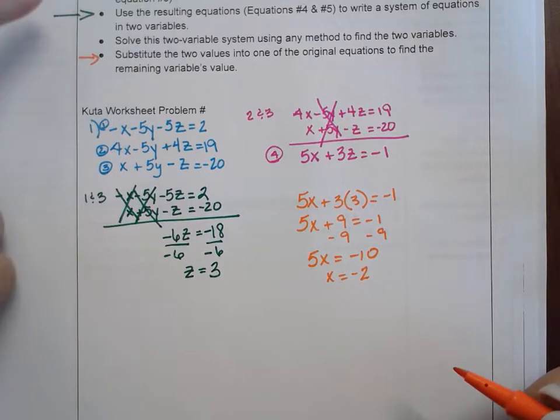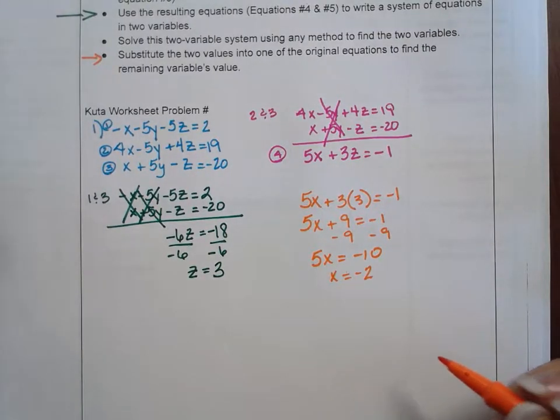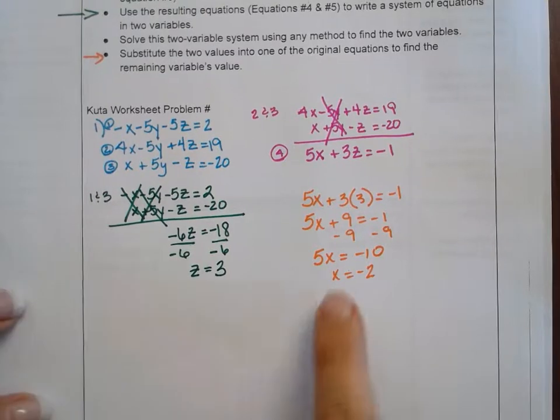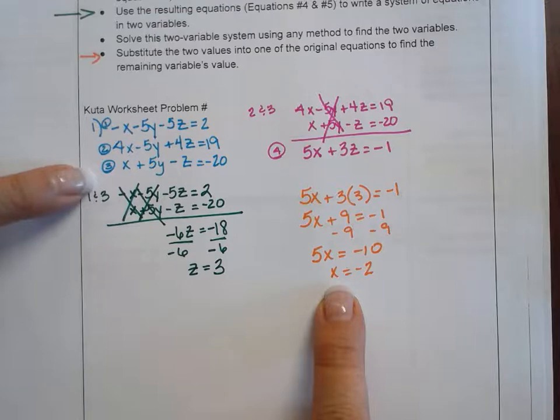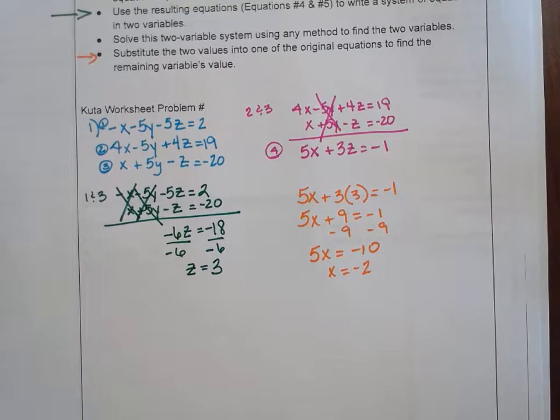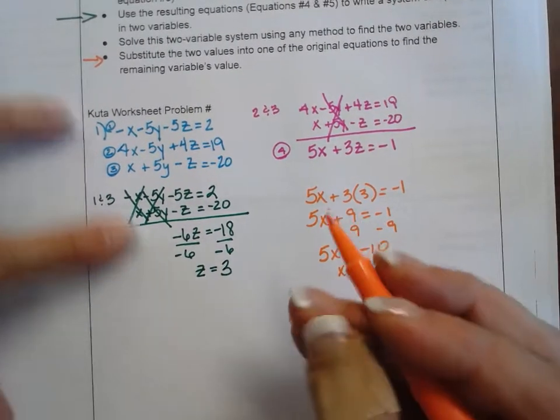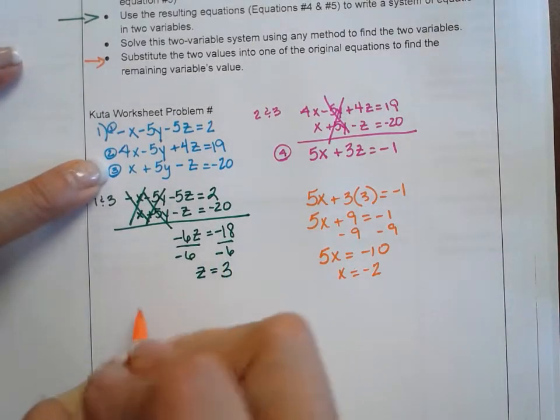And now we can put the x and z into 1, 2, or 3. Which one do you want to do it in? 3. Oh, I would love to put it in 3. That makes it much easier.